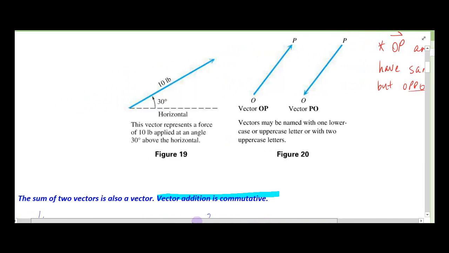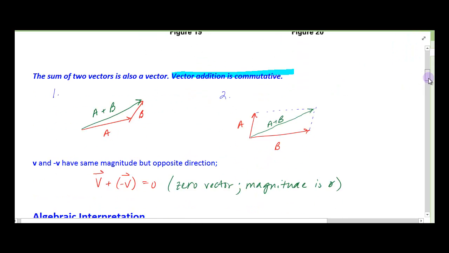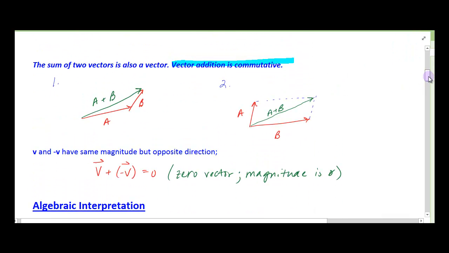Another idea we want to understand about our vectors is that the sum of two vectors is also a vector. So I can perform operations on these vectors. In other words, if I have the vector A, I add it to vector B, I end up with a new vector, which is just the result of A plus B. So one vector plus another vector yields a brand new vector. Understand also that vector addition is commutative, so I can switch it around and I would still end up with the same new vector.